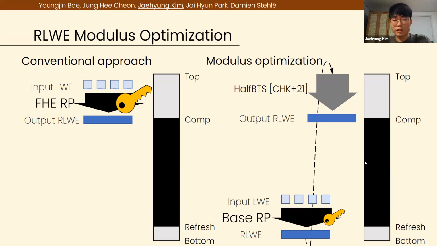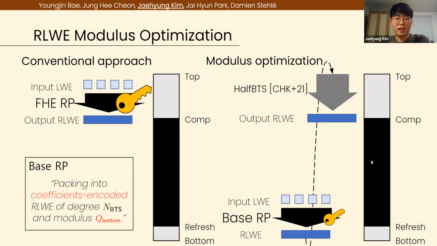And to separate the ring packing at the very bottom modulus from FHE ring packing, we define base ring packing, which is defined as packing into coefficients encoded ring LWE of degree and BTS and modulus Q bottom. The nice thing about this approach is that we perform ring packing at the bottom modulus. So the computations are accelerated and key size are decreased greatly.